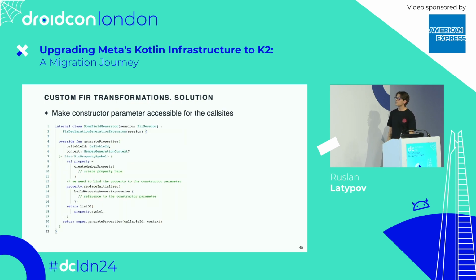The hardest part is that we need to make the constructor parameter accessible for the call sites. When you amend source code, you can just add the parameter and the front end will add a property for you. But when we do it in an FIR transformer, it doesn't happen. So we need to do it by ourselves. So we are using FIR declaration generation extension where we declare a new property and we replace the initializer for this property, referencing the constructor's parameter.